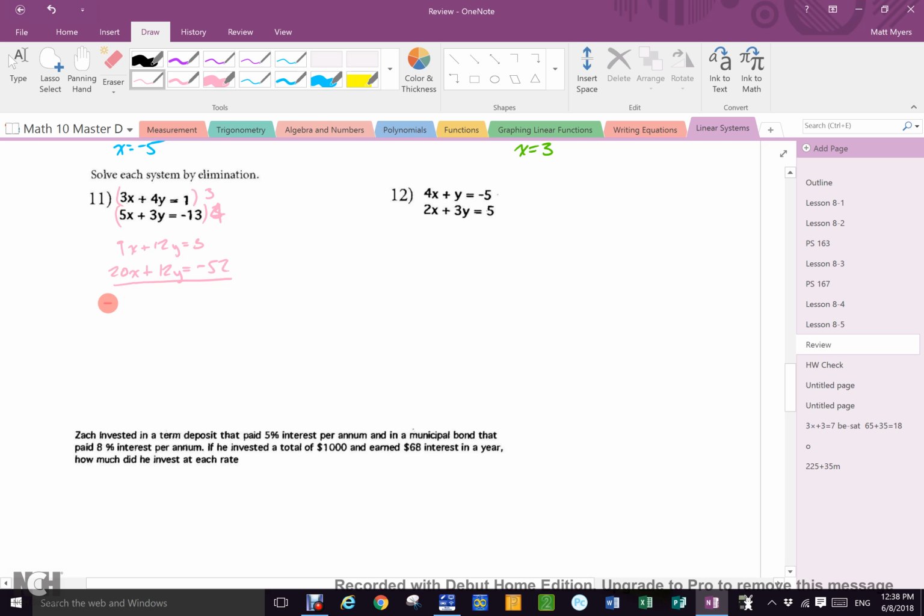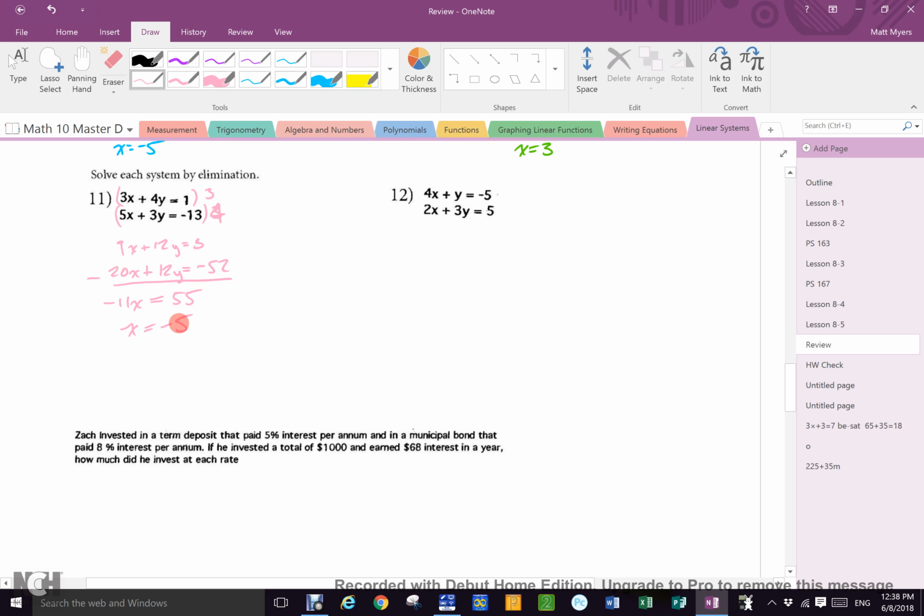9 minus 20 is negative 11x. 12 minus 12 is 0. 3 minus negative 52 is what? Positive 55. So x equals negative 5. Right? Soon as you have negative 5, where can it go?